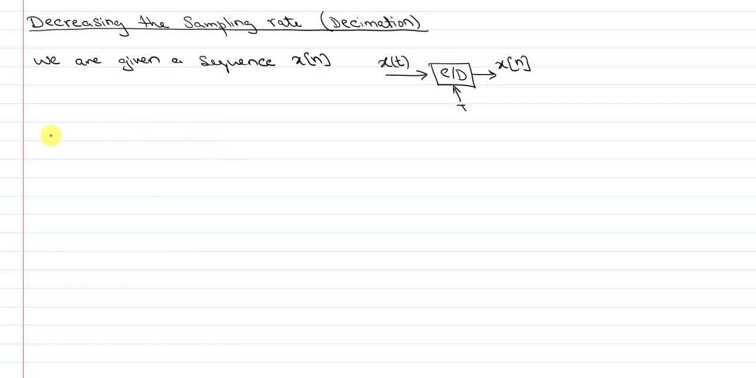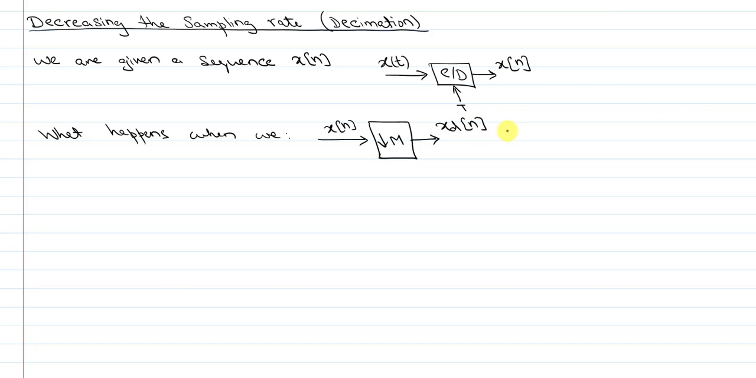And we are interested in seeing what happens when we downsample. So we input x[n] into this downsampling block. We downsample by a factor of M, we get xd[n]. What is the relationship of xd[n]? How is this related to x(t)? In particular, we are interested in knowing the frequency domain aspects of this new discrete sequence.